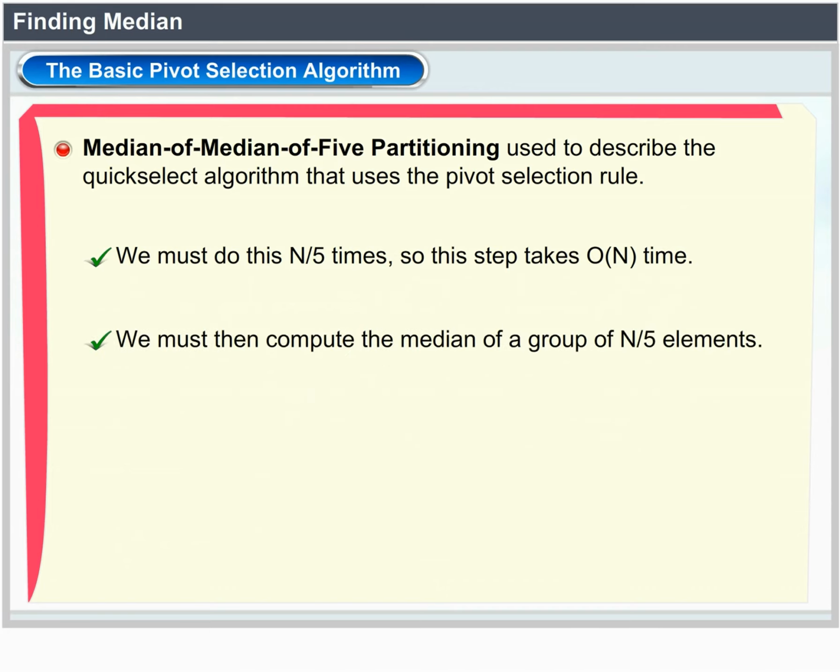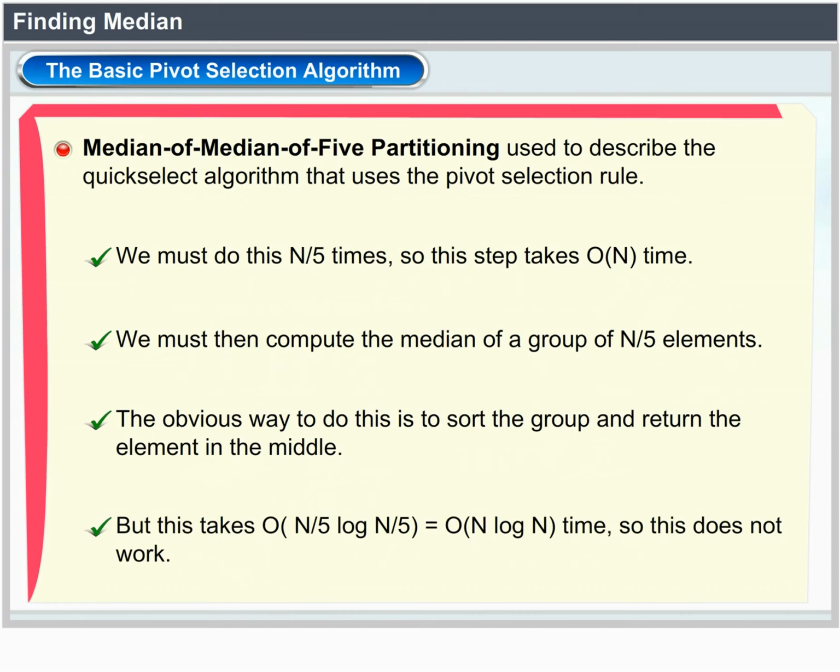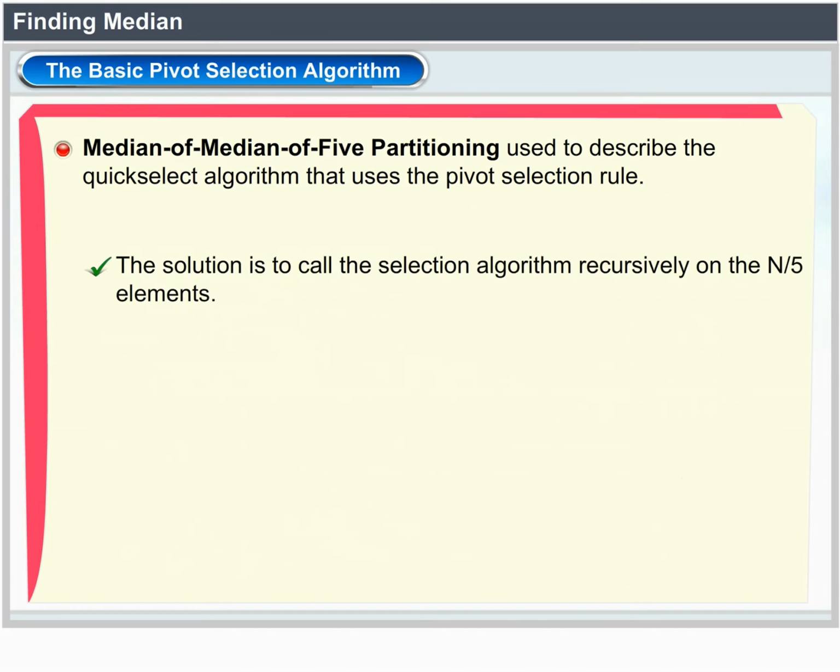We must then compute the median of a group of n/5 elements. The obvious way to do this is to sort the group and return the element in the middle. But this takes O((n/5) log(n/5)) equals O(n log n) time. So this does not work. The solution is to call the selection algorithm recursively on the n/5 elements. This completes the description of the basic algorithm.